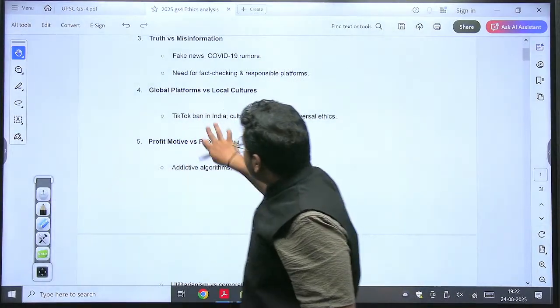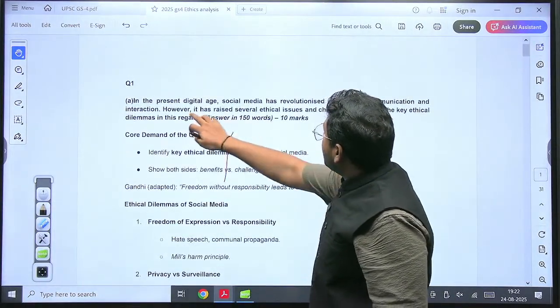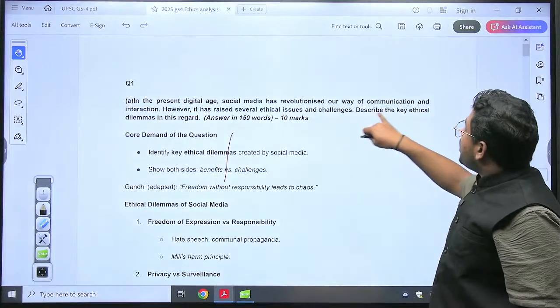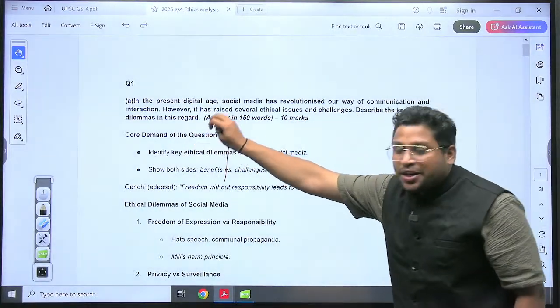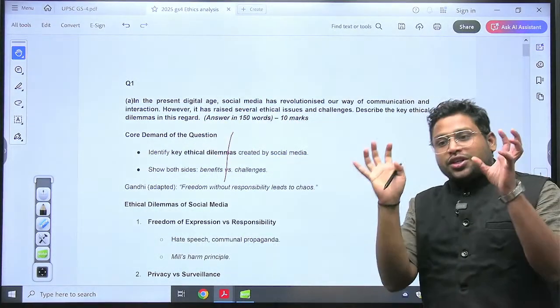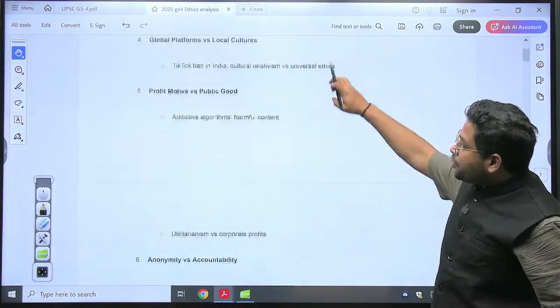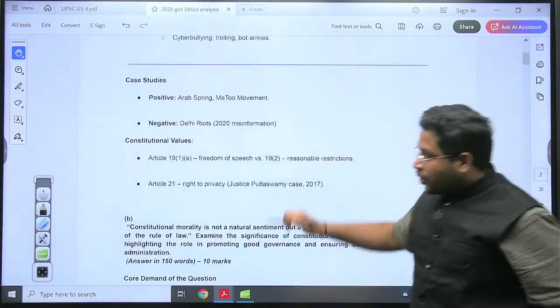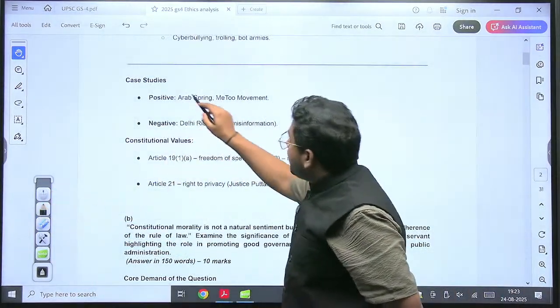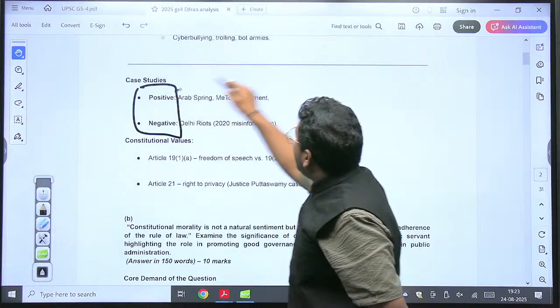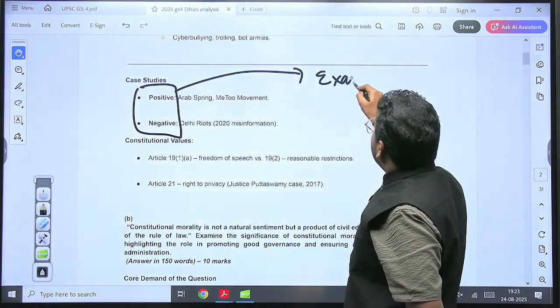So overall, when the question is talking about the ethical issues and challenges or ethical dilemmas, particularly in this regard, this dilemma has to be focused on. This dilemma is something that is going to give you the marks over here. Okay. Now while showing it, bring the positive and negative aspects with some examples.